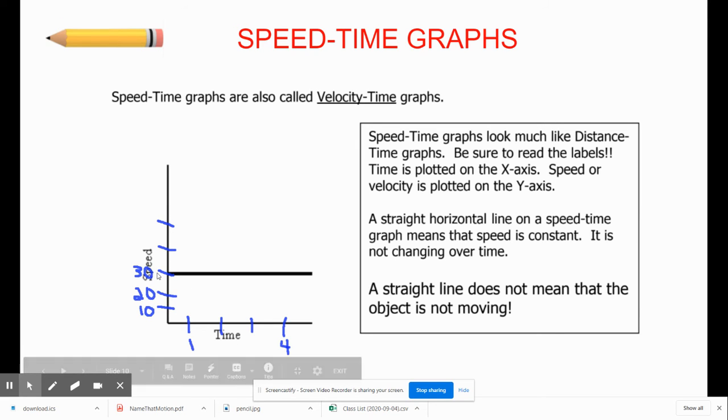That's why I think the numbers help. Now I can just look and go, oh, at 1 second, it's going 30 miles per hour. At 2 seconds, it's going 30 miles per hour. At 3 seconds, it's going 30 miles per hour. At 4 seconds. And now it makes sense to me that on a speed time graph, this is simply showing a constant speed.